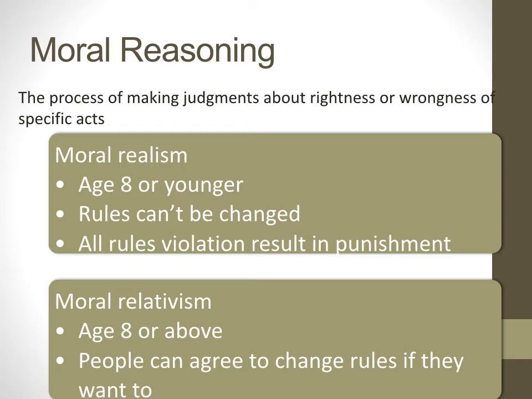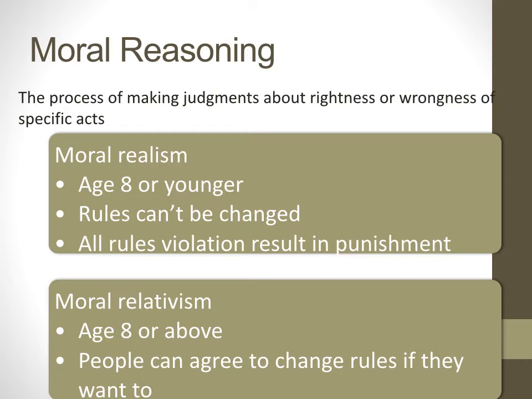So finally, we're here to moral reasoning. Moral reasoning is really the process where children or adults make judgment about right and wrong of specific acts. So, kind of the more cognitive piece of it. So we can divide this, according to Piaget, into two stages: moral realism and moral relativism. Children under the age of 8 fall into the first stage, which is moral realism.